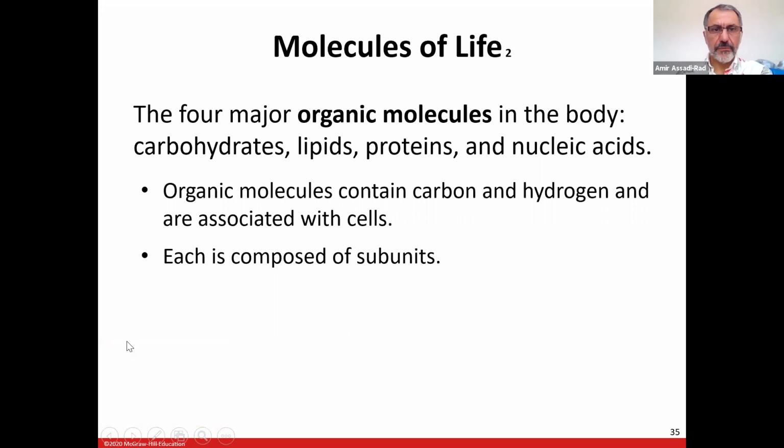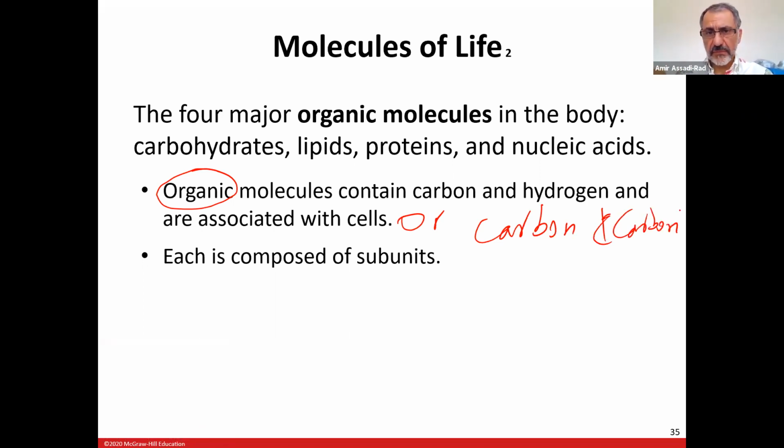Okay, so the definition of organic is given to you guys right here. Organic molecules contain carbon and hydrogen and are associated with cells. Carbon and hydrogen, or I should add carbon to carbon, and carbon to carbon.